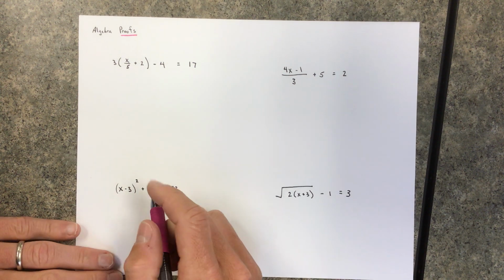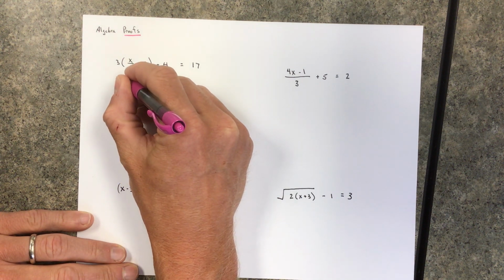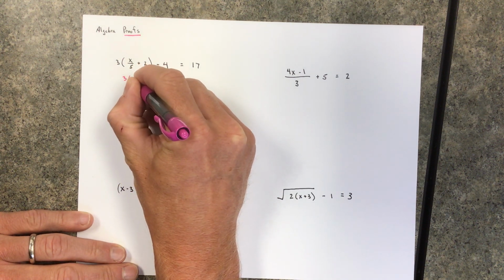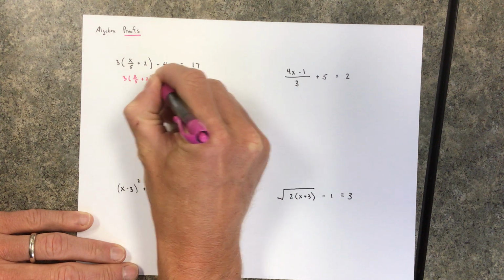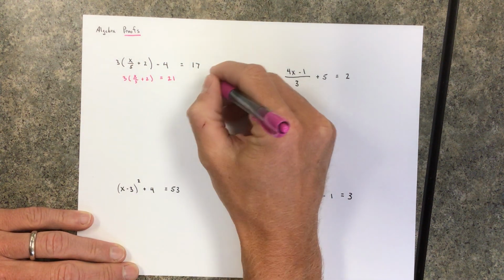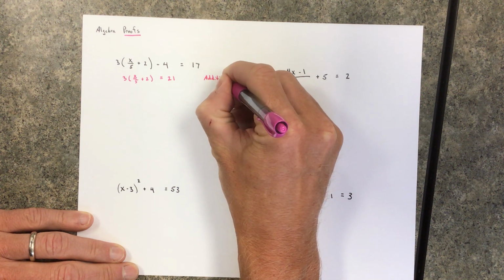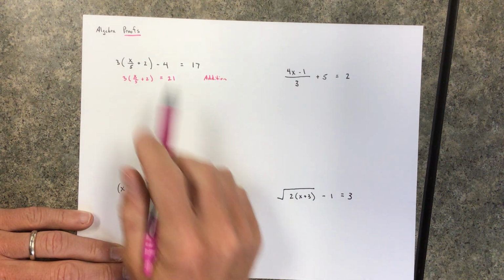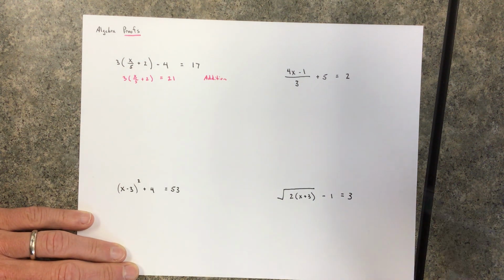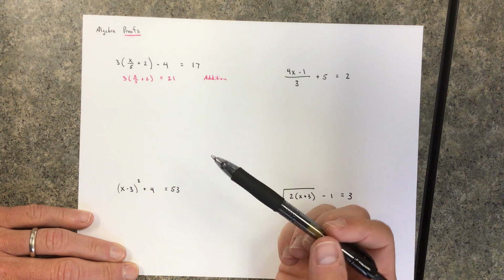So the first thing I'm going to do is add 4 to both sides of this equation. So my next line is this. How was I allowed to do that? Well, because I know the addition property is true, right? I'm justifying where I got the pink. I got the pink because I did addition, and I know I'm allowed to do addition. I added 4 to both sides of the equation.